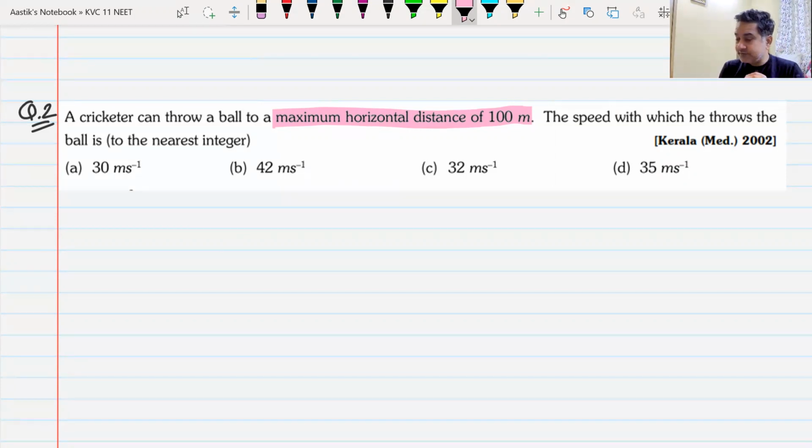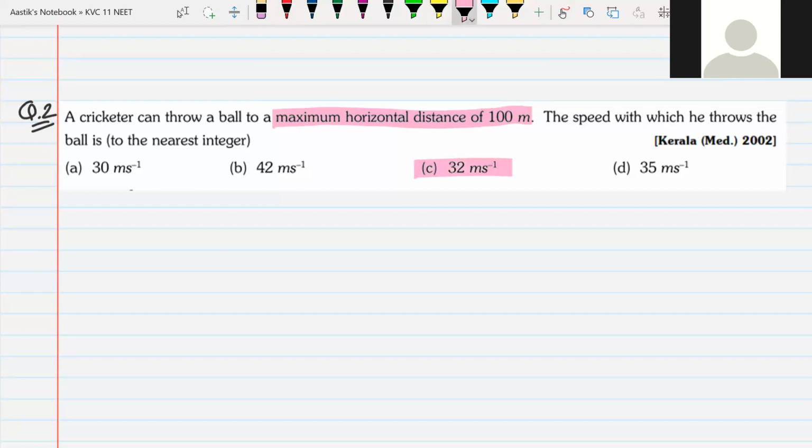What is the answer for this one? I'll give you 2 minutes to do this. Sir, option C. Sir, option C. That is correct. Well done. We have been getting the correct answers. Well done. How did you get it, beta? How did you get it?